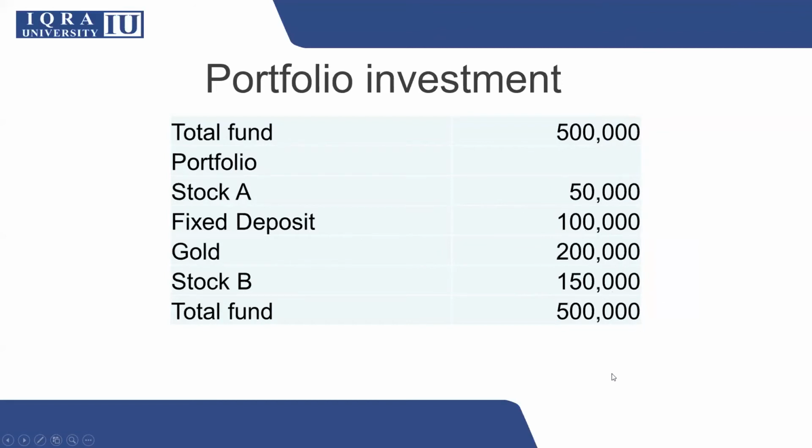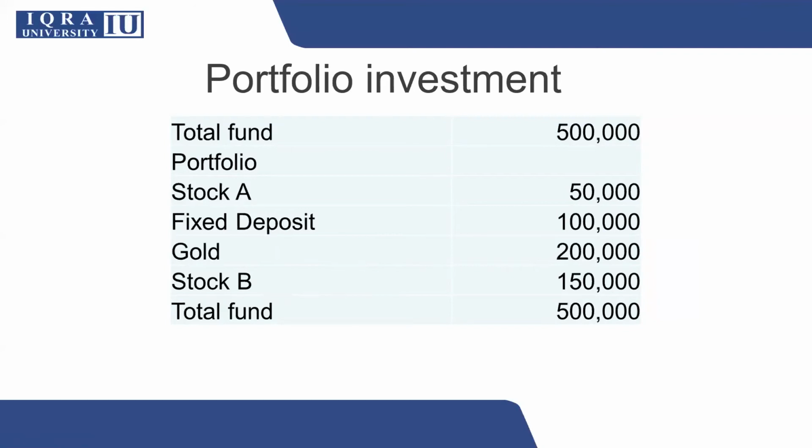So in my portfolio, if someone is asking, then I can say that I have two types of stocks. One is stock A and stock B. And second, I have some amount in fixed deposit, as well as I have invested in gold. So this entire plan is taken as a portfolio.